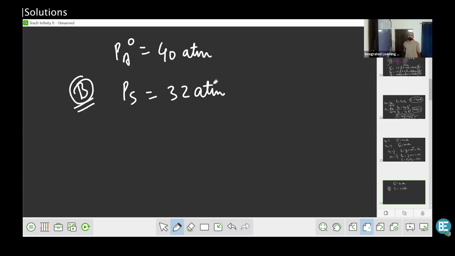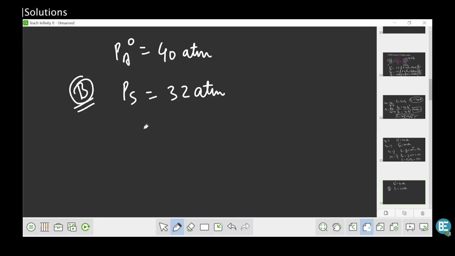What is the mole fraction of solvent? It's a very simple question. First of all, you have to decide which is solvent, A or B. So which is the solvent, A or B? A is the solvent. So what formula will we use? B is non-volatile. So in case of non-volatile, what do we use?